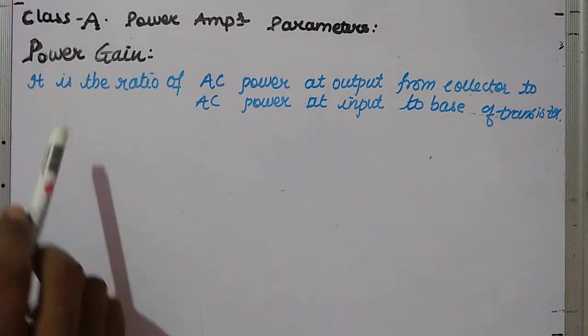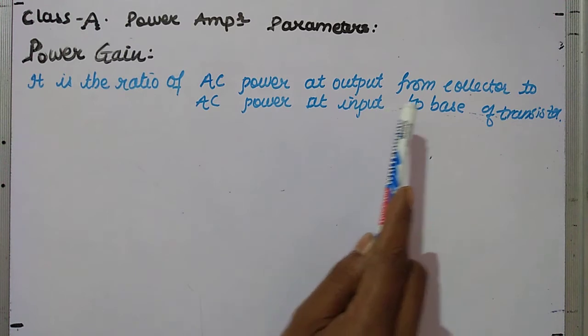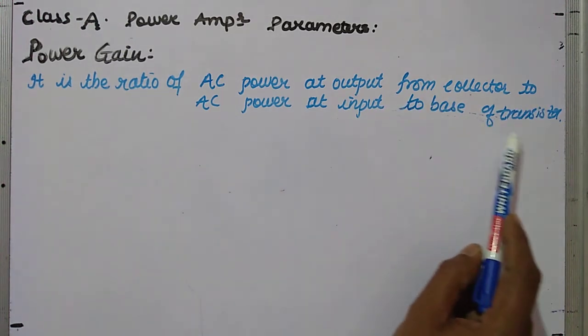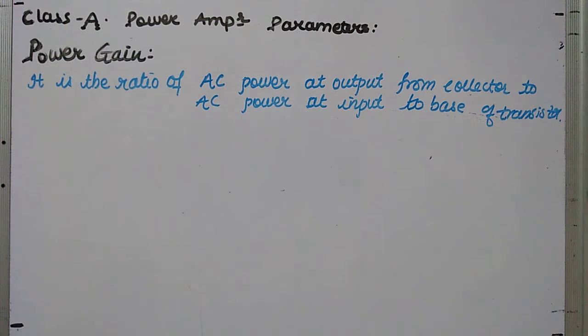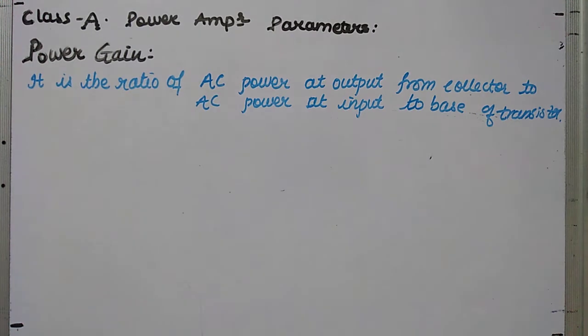Power gain is the ratio of AC power at the output from the collector to the AC power at input to the base of the transistor. Means what we are saying, whatever power we are obtaining at the output, that will be the AC of course, to the AC power given to the input. So output is obtained across the collector, input is given to the base.